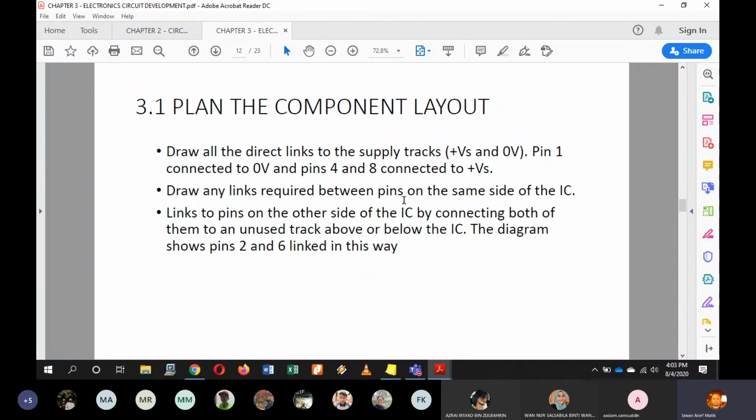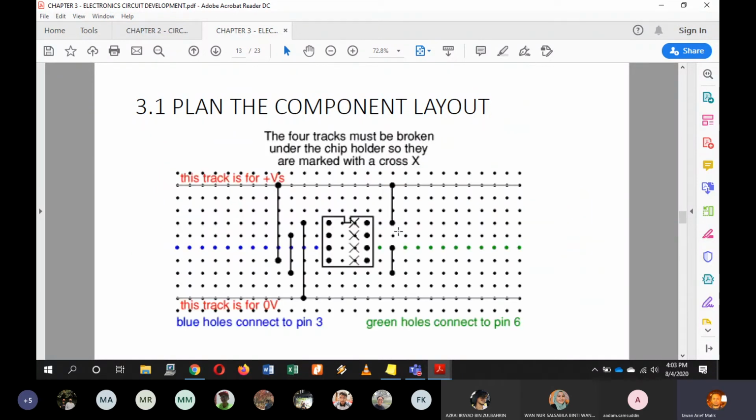Draw any links required between pins on the same side of the IC. So if you have pins on the same side of the IC which are connected together, you can connect them lah. For example, if you have pin 1 connected to pin 3, just make the connection between them. Okay.